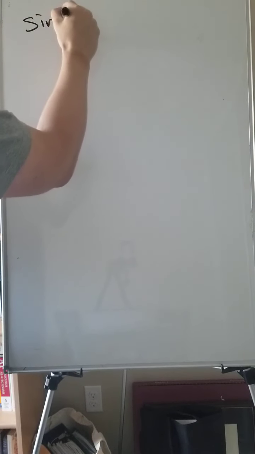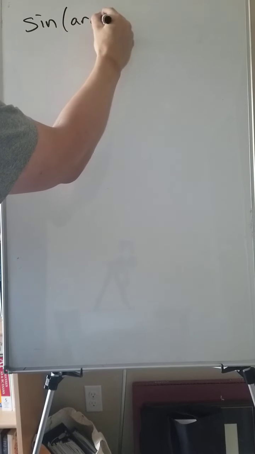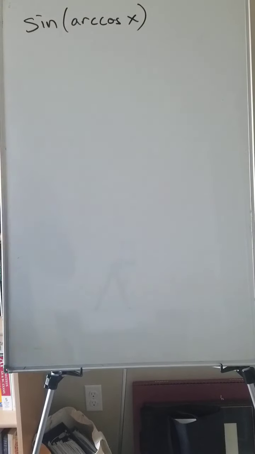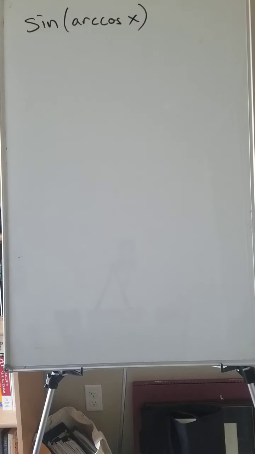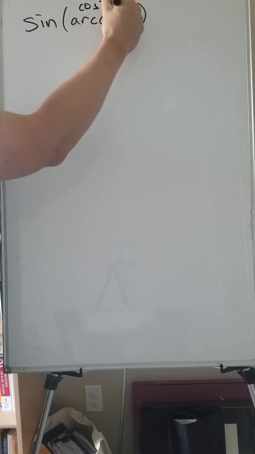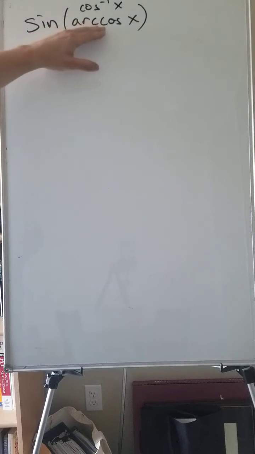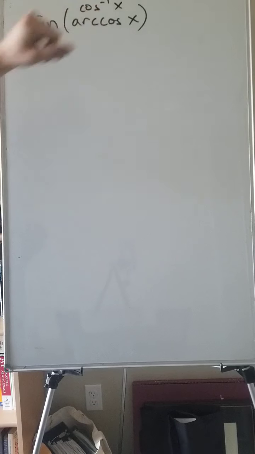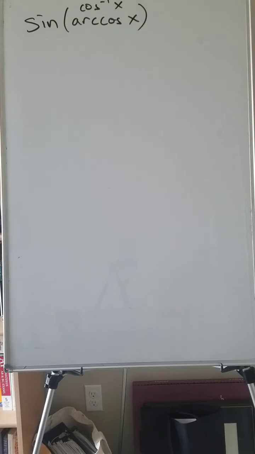Okay, so let's look at another one. What if I wanted the sine of arc cosine of x? Remember, from the last video, when they write arc, that's the same thing. They could have written cosine inverse of x. They mean the same thing. Saying arc cosine or inverse cosine, those are synonymous with each other.